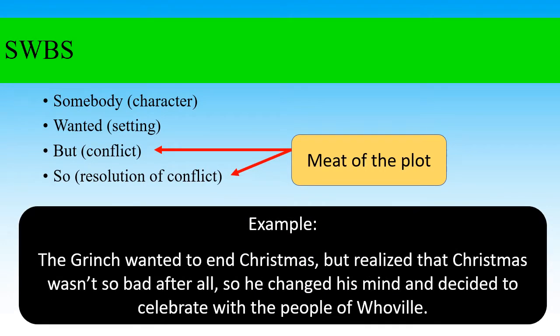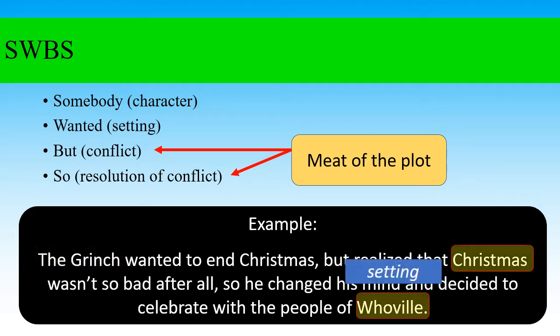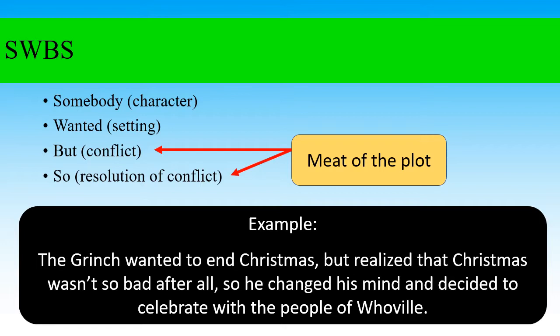Let's look at an example. The Grinch wanted to end Christmas, but realized that Christmas wasn't so bad after all. So he changed his mind and decided to celebrate with the people of Whoville. In this example, the Grinch is the main character. The setting, when and where the story takes place, is around Christmas time and in the city of Whoville. And the main conflict here is the fact that he wanted to end Christmas, and he resolves that problem by realizing it's not so bad after all.